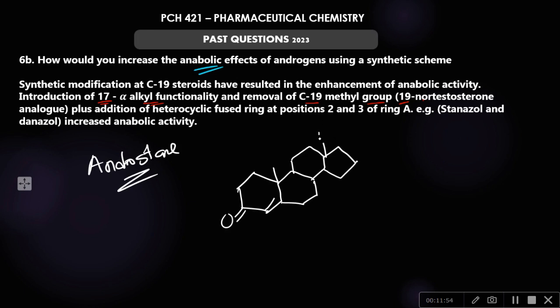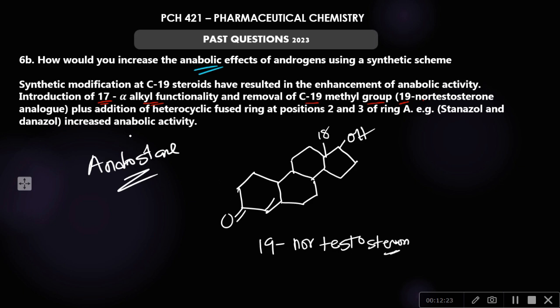Also, removal of the carbon-19 methyl group. So this is the carbon-18 methyl group. This group here is carbon-19. So this is the normal structure of testosterone. Is that okay? If I remove this group from here, I no longer call it testosterone. I will now call it 19-nortestosterone. Is that okay? 19-nortestosterone.